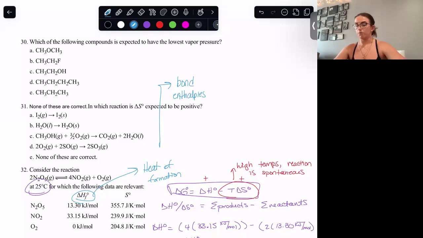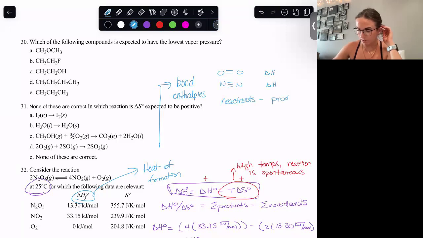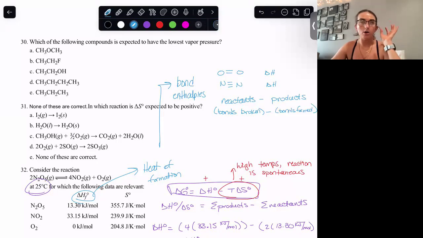And with bond enthalpies, this is looking at how much energy it takes to break a double bond of oxygen, or how much it takes to break a triple bond of nitrogen, right? Those are all bond enthalpies, and these all have delta H's associated with them. When you're looking at this, it is now reactants minus products, because it is bonds broken minus bonds formed. Right? All bond breakage requires energy, all bond formation releases energy. So you want that bonds formed to release more energy than your bonds broken, right? To make it a negative delta H.